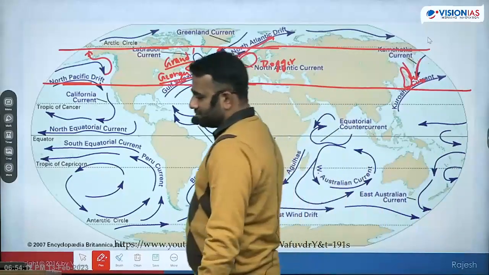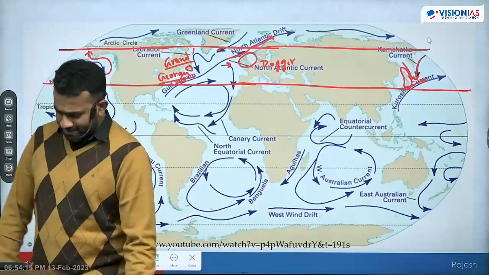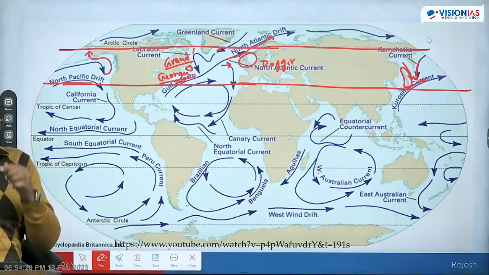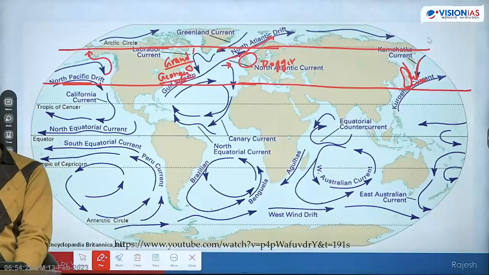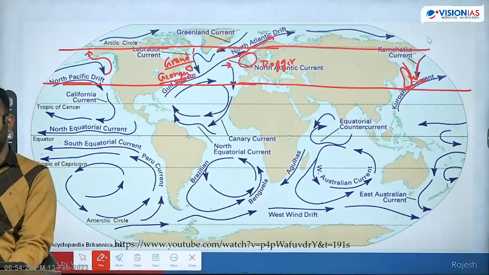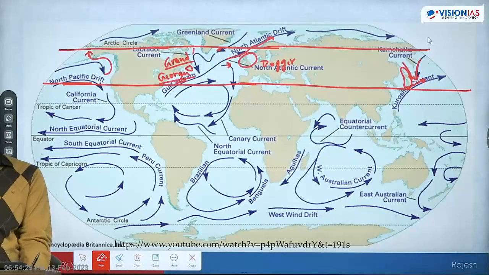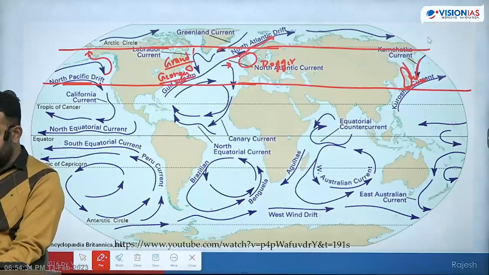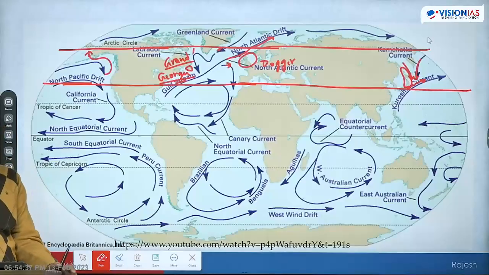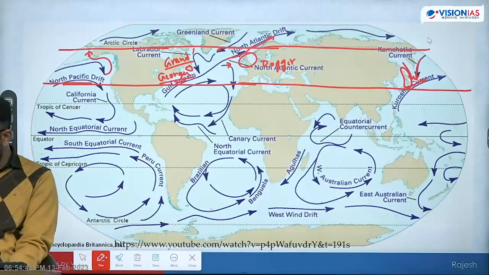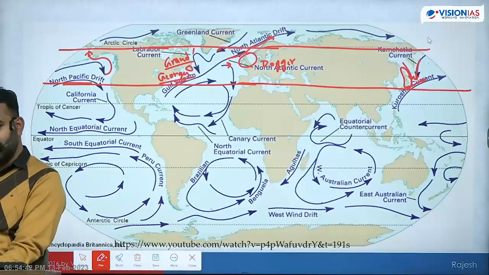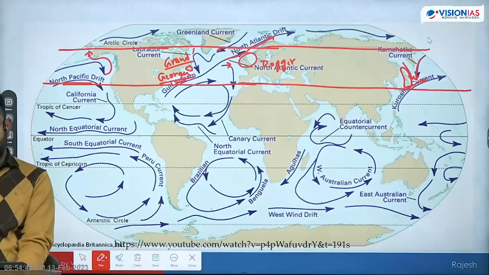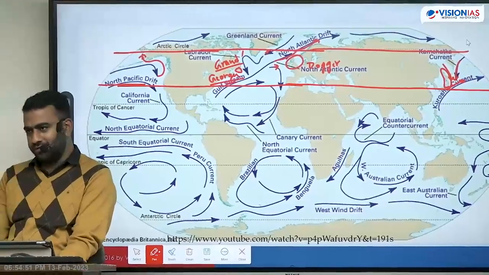So first of all, wherever there is merging of warm and cold ocean currents, why is there large scale fishing development? Why is it so here? More oxygen, and that supports fishing growth, plankton growth. Plankton growth is required for fishing growth.